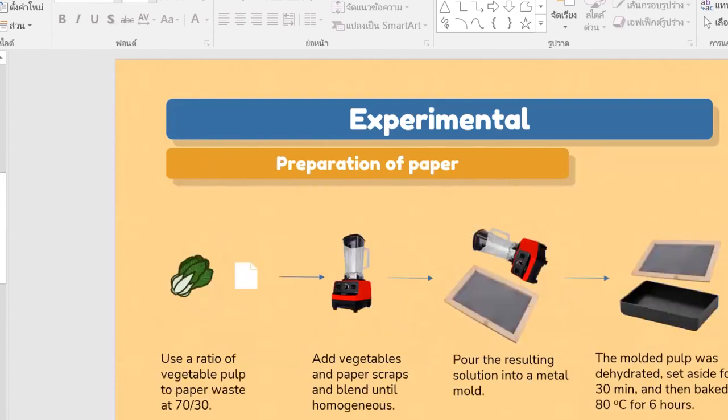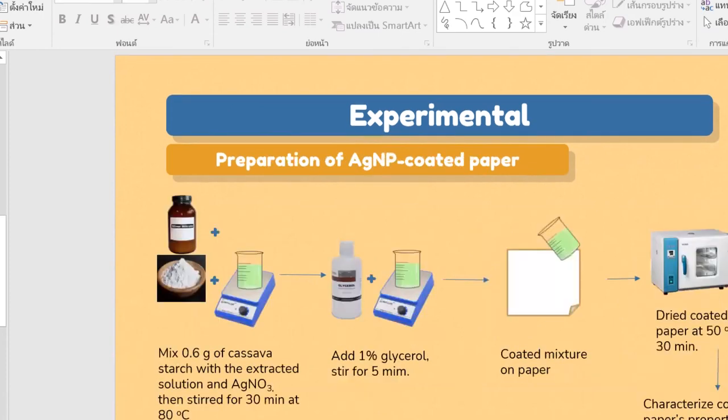The next step, we're going to prepare the paper by pouring the solution of the pulps onto the mat, and then we're going to make a sheet and then dry it to get a paper. The last step of the preparation, we're going to coat silver nanoparticles on top of the paper.